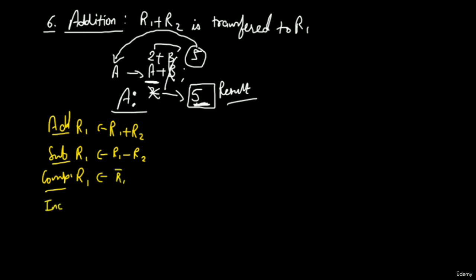We have increment. In the increment, what do we do? Well, we increment the value, like R1 plus 1. In C programming and in most programming languages, increment is written as plus plus. That's how it's done. And now we also have the decrement of the value, which is R1 minus 1. So this is the decrement.